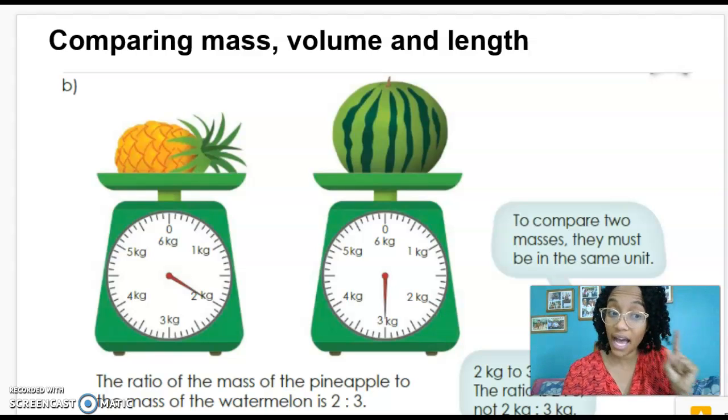Notice, the ratio is not 2 kg to 3 kg. In ratios, we just use the numbers. For the ratio to be valid, they have to have the same units anyway, so we don't need to repeat the units. The ratio of the mass of the pineapple to the mass of the watermelon is 2:3. All right.